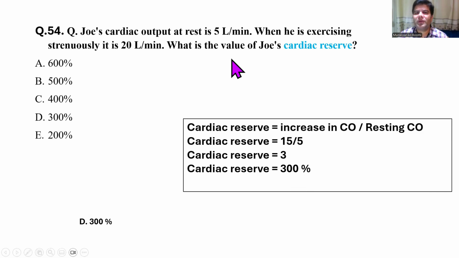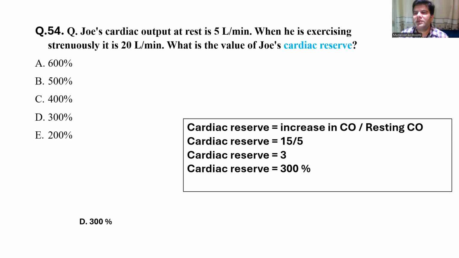And how do we calculate cardiac reserve? We calculate the difference between resting cardiac output and the cardiac output at the time of strenuous exercise. So the difference between 20 and 5 is 15. So cardiac reserve is equal to the increase in cardiac output divided by resting cardiac output. So the increase in cardiac output in this case is the difference between 20 and 5, which is 15, divided by the resting cardiac output, which is 5. Answer is 3. In order to get cardiac reserve in percentage, we multiply it with 100, which will be 300% in this case.